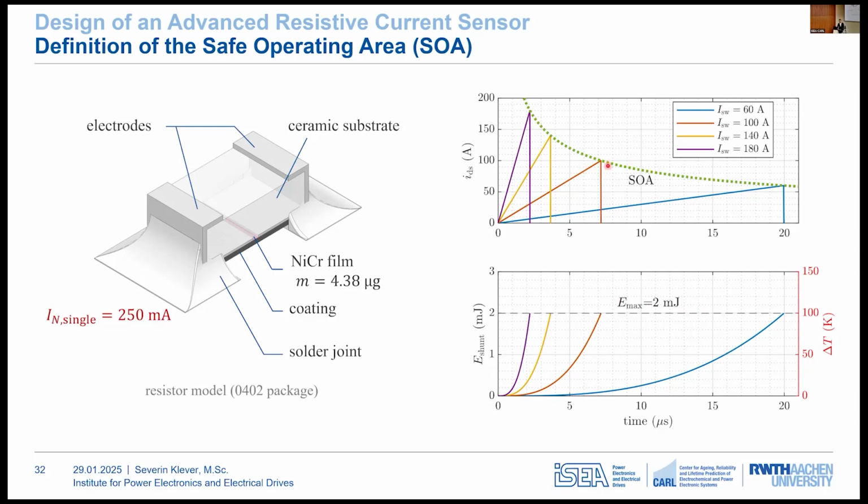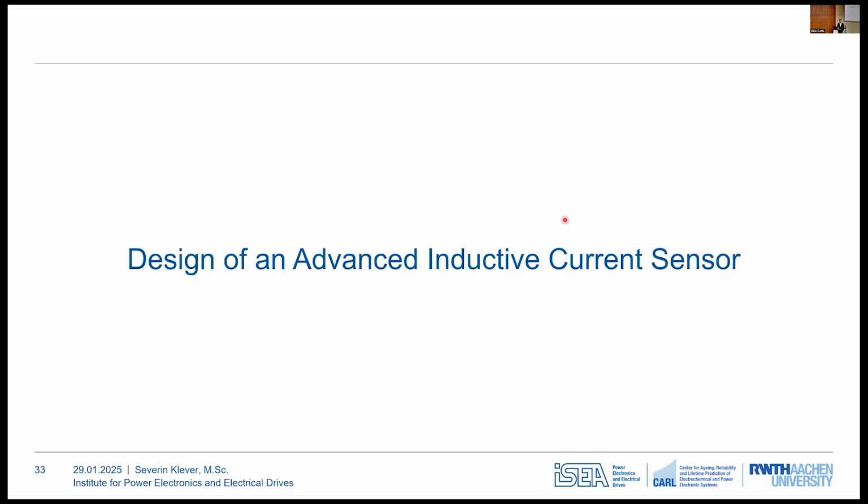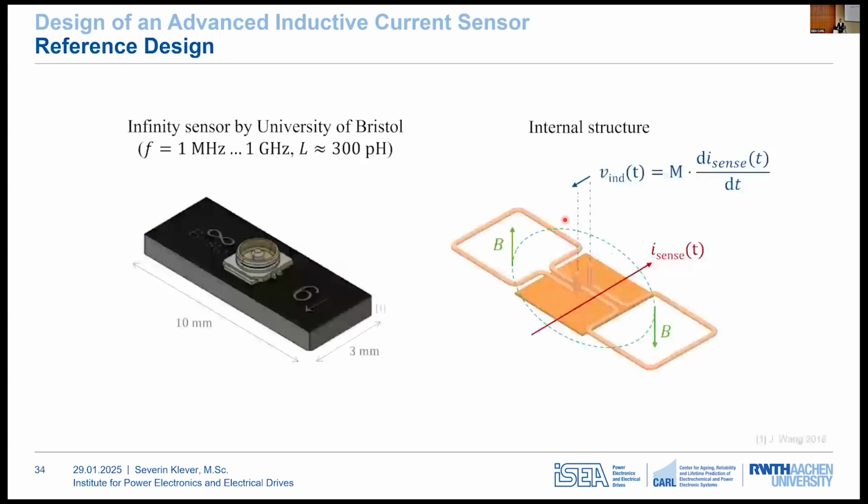The upper graph shows different current profiles of ramped currents within the SOA, and it indicates that pulse currents up to 100 amp are possible if the pulse length is not too long. And this makes the shunt suitable for double pulse test, but not for continuous current measurements. This concludes the presentation on the resistive current sensor, and next I will introduce an inductive current sensor, which will act as a reference for the shunt measurement.